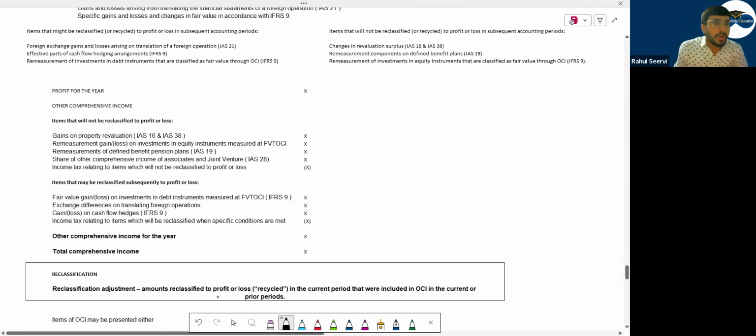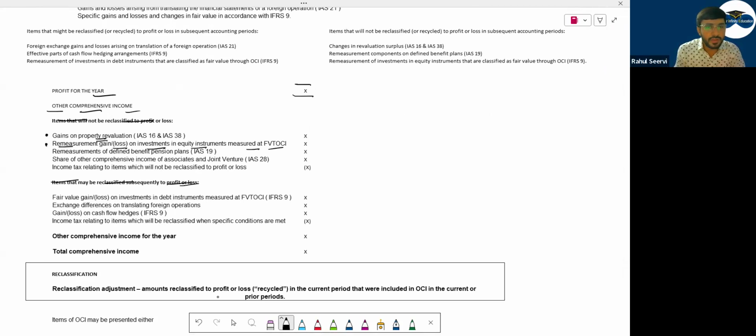Now, we recorded profit for the year. Then under this you have other comprehensive income. Do not focus on these two lines. Only focus on the items which I say. The first one, gain on property revaluation. The second one, remeasurement gain or loss on investment in equity instrument measured at fair value through OCI. Only these two items will be tested in FR. Only these two will be tested.